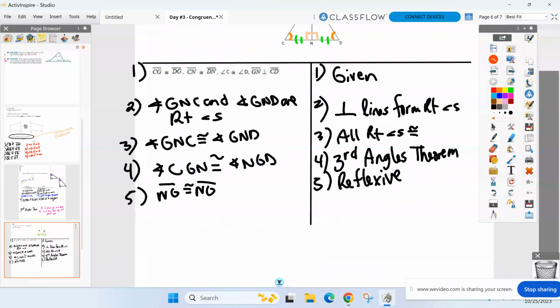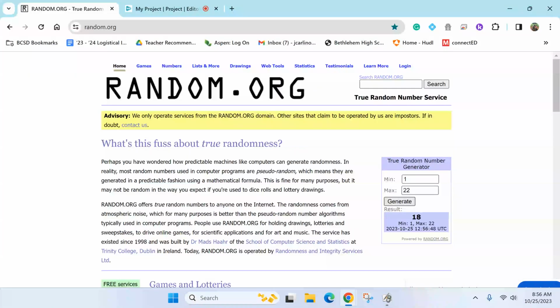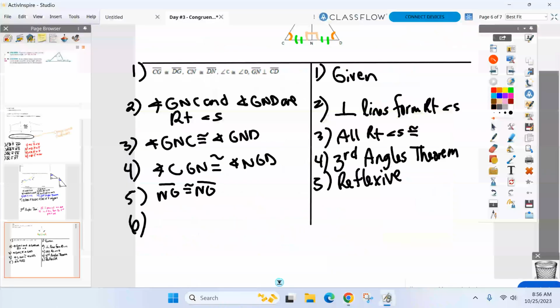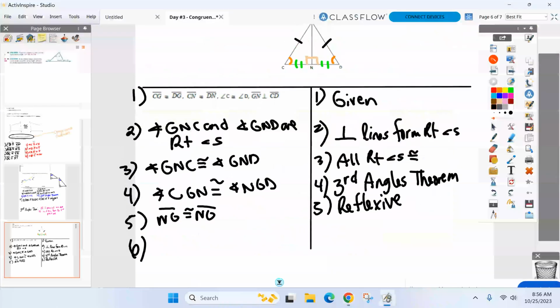And now we have everything we need. We have all three angles and all three sides, so here we go. Let's write a correct statement. Write a correct congruent statement. Here we go. Lily, you name that first triangle any way you want. Go ahead. Triangle CGN.